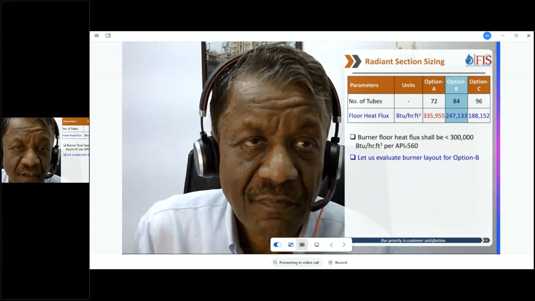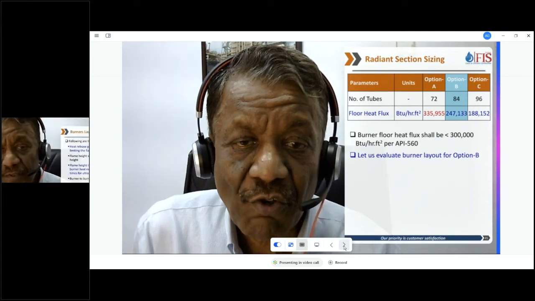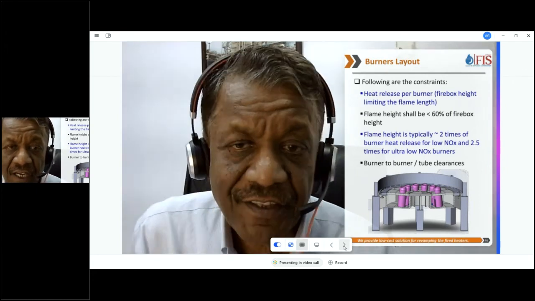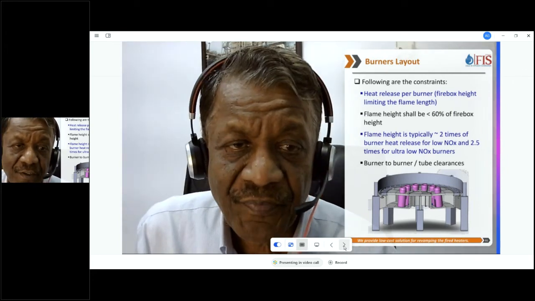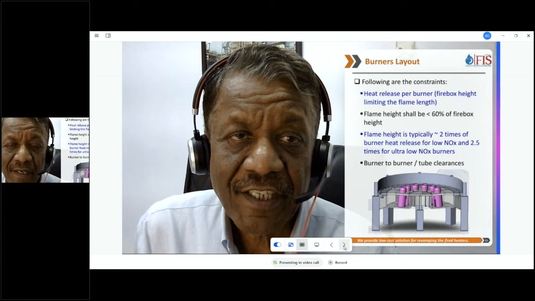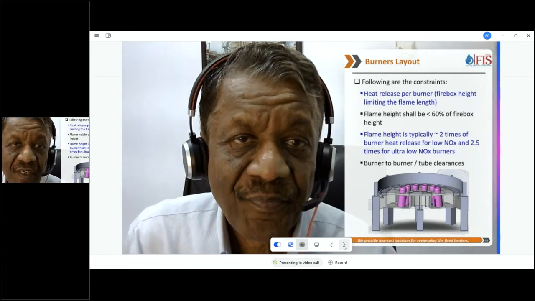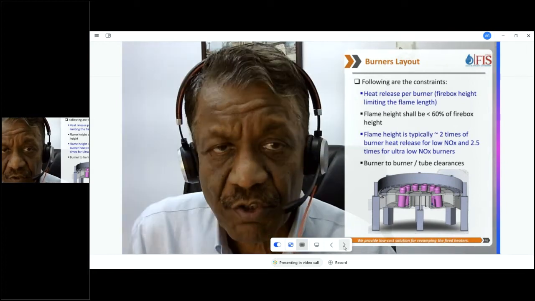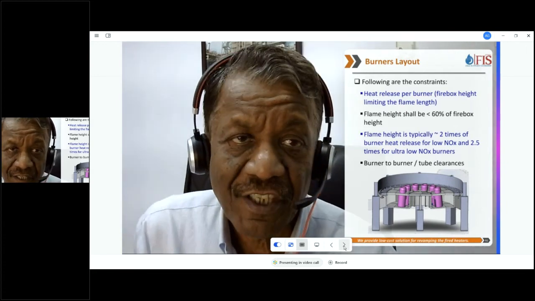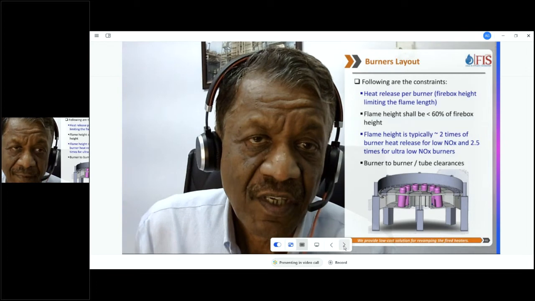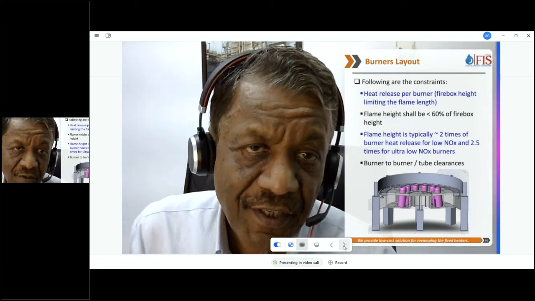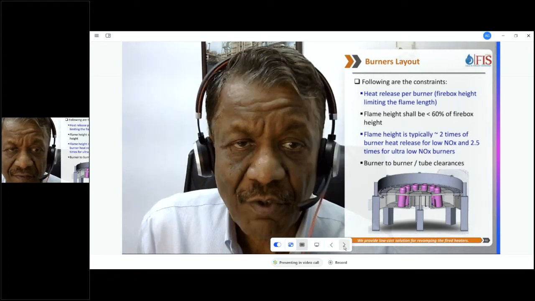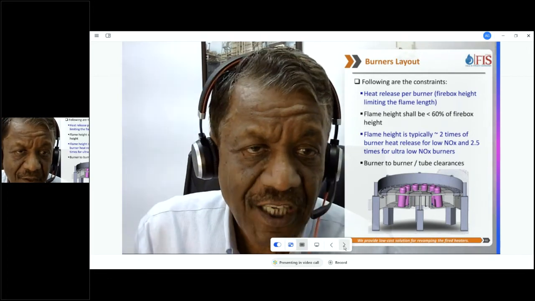So as you can see, there are so many options. We have the coil size, the coil height, the number of tubes, and then we have the burner layout. And for the burner layout, we want to make sure we don't go with a very high heat release burner. Flame height should be less than 60% of the firebox height. And we want to make sure we have adequate burner to burner and burner to tube clearance.